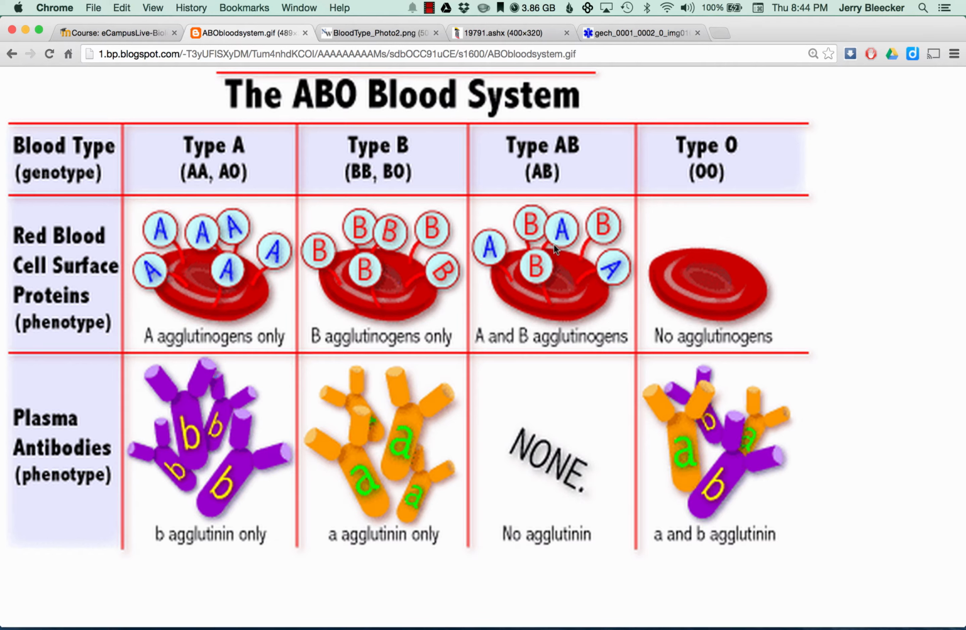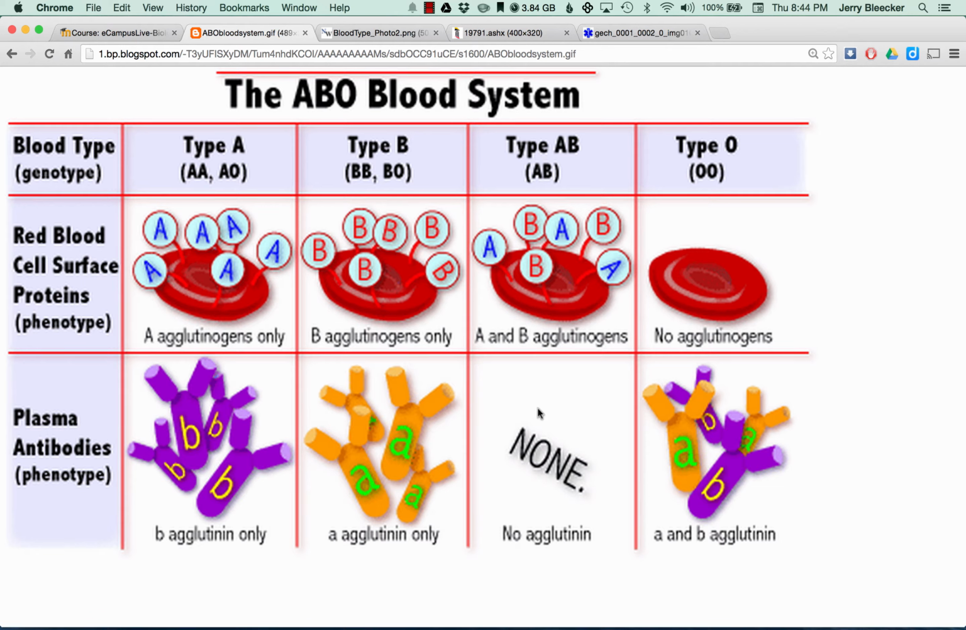Now, here's the neat thing. When you think about needing blood, somebody who's type A will need blood from somebody who's type A. And type B will have to get type B donors. Well, you're in the driver's seat if you're type AB, because now you can get blood from anybody because you don't produce antibodies.